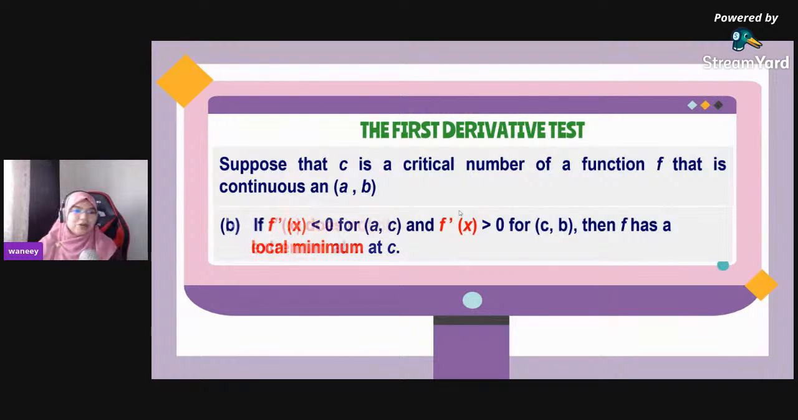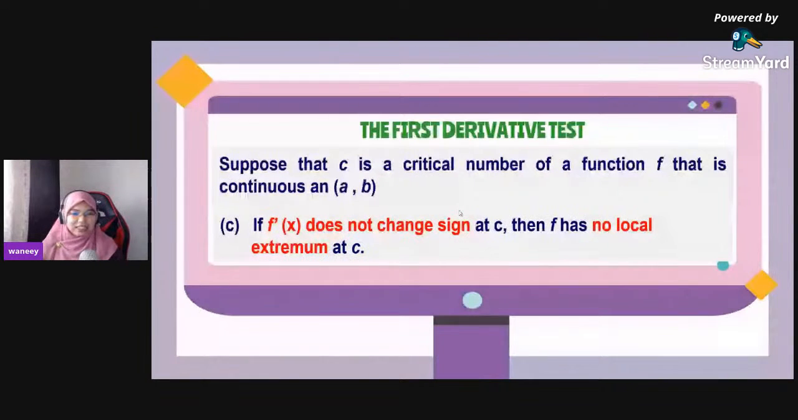Okay, so now if f prime of x does not change the sign at c, then f simply has no local extremum at c. So we're going to see the graph later on.